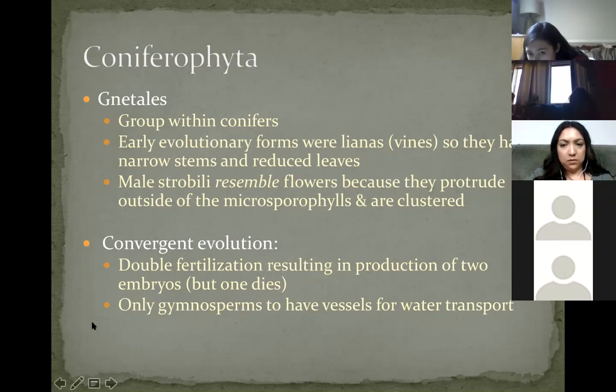But because they have vessels and double fertilization, and they're not closely related to the angiosperms after all, these were a result of convergent evolution, meaning that they have similar characteristics to a group, but because they don't have the same common ancestor, it wasn't a direct lineage.